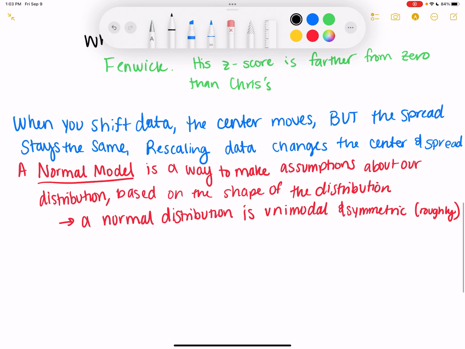So basically, I'm going to do my best to draw this, but essentially, it's not exactly even, but it's close enough. And also, another name for this is a bell curve, so if you ever hear that, that's what they're talking about.